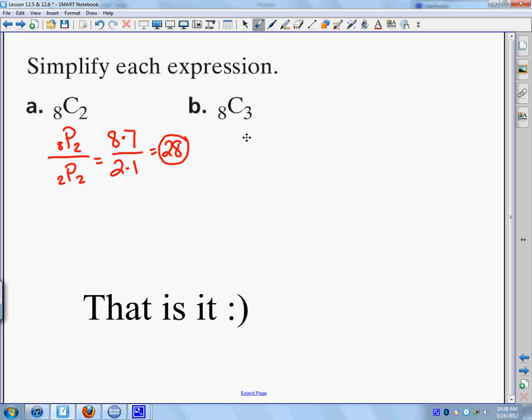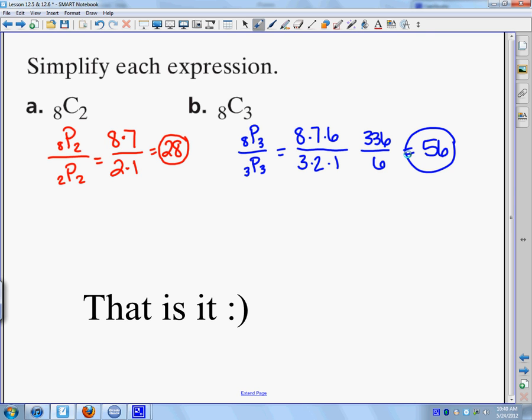Now this one, I'm going to do 8 permutations of 3 divided by 3 permutations of 3. So 8, and I'm going to fill in 3 spaces, 8 times 7 times 6. And I'm going to divide that by 3 times 2 times 1. Notice, the last one had 2 at the top and 2 at the bottom. This has 3 at the top and 3 at the bottom. You have to have the same amount on the top and bottom in both instances. So this equals 336 divided by 6, which equals 56. And that's it for permutations and combinations.